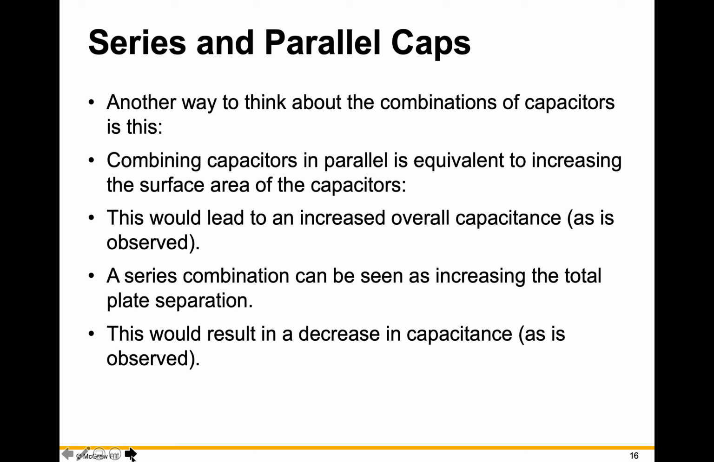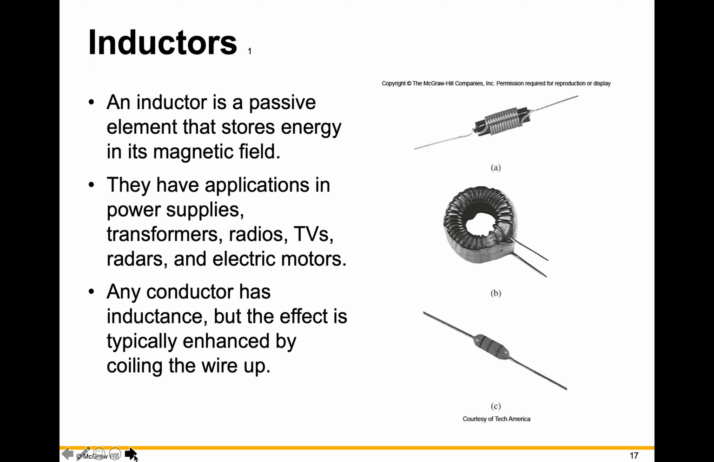So another way to think about combining capacitors is the following. If you think about combining capacitors in parallel, you can visualize a bunch of those capacitors in parallel, and that actually is increasing the surface area of the capacitors. Since capacitance is epsilon A over D, a bigger A would give you a bigger capacitance. A series combination, if you put a bunch of capacitors in series, you can sort of visualize this as analogous to increasing the total plate separation D, and that would result in a decrease in capacitance. Whether that helps you remember, I don't know. Maybe it will. There's probably better ways to look at that from a voltage current point of view, but this is kind of a nice little visual reminder.